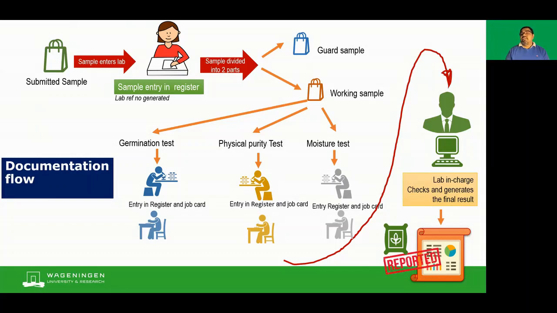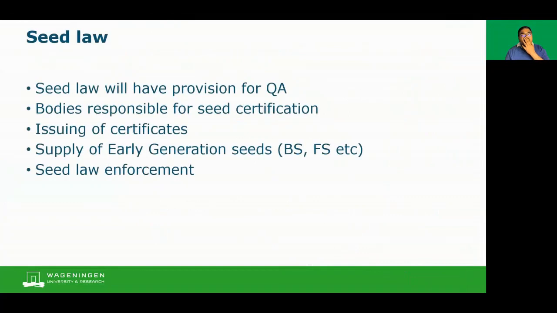Reports are generated. The report goes to the client or the customer, to the farmer or to the agriculture department, from whoever the sample has been received. The seed law will always have a provision of quality assurance, and there will be many bodies which are responsible for seed certification and issuing of the certificates, and also the supply of the early generation seeds like the breeder seed, foundation seeds, etc. And this is actually required for the seed law enforcement.